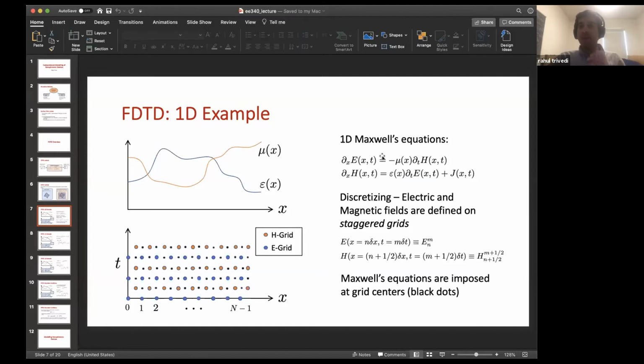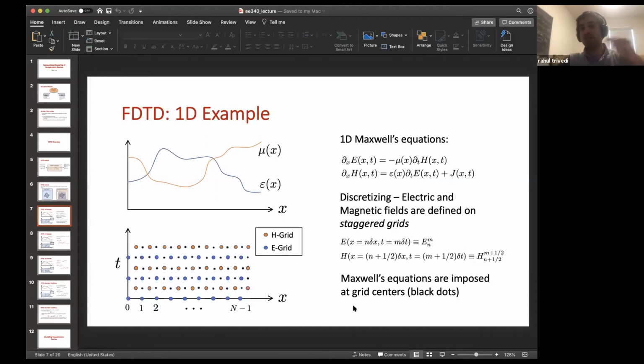So now let's begin to discretize. When we discretize this, we need to sample our electric and magnetic fields at a finite number of points. There are many ways in which you can go about this sampling, and the finite element method essentially allows you to choose how you want to discretize your Maxwell's equations. But in the finite difference time domain method, what is typically used is that the electric and magnetic fields are discretized on staggered grids. What I mean by that is depicted in this figure. The blue dots tell you where the E grid is, and the orange dots tell you where the H grid is.